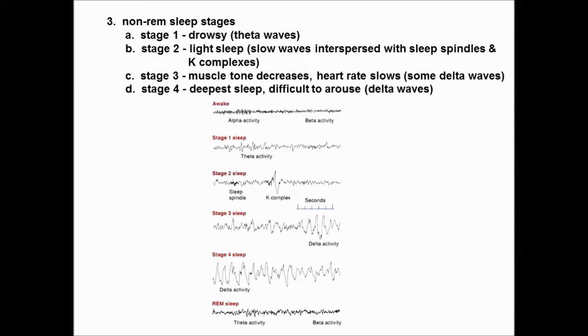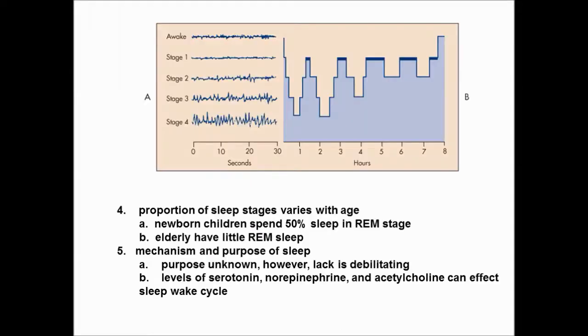When you're woken up in stage 4, it's really confusion, and you're really hard to wake up when you're in that deepest sleep stage. And finally, if you go back into REM, periodically, on that every 90-minute cycle, you go into faster theta activity and even beta activity during REM sleep.